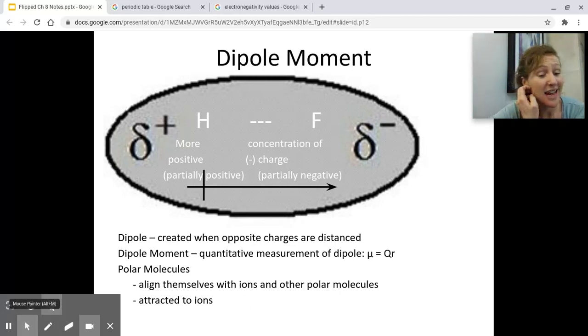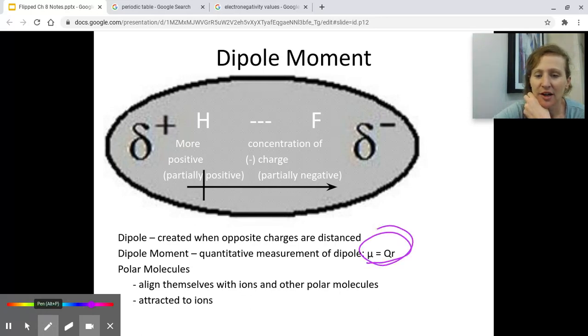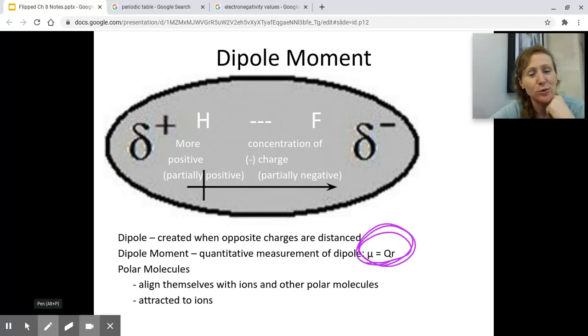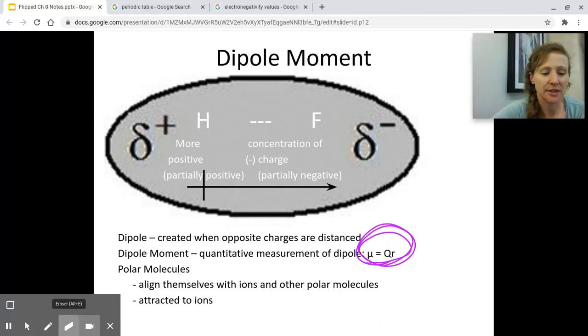Dipole moments can actually be measured. There is an equation. You don't have to know that, you will be happy to know. But dipole moments can actually be quantitatively measured for different molecules, and their strength can be ranked.